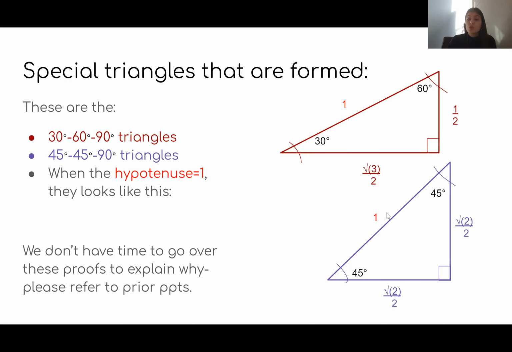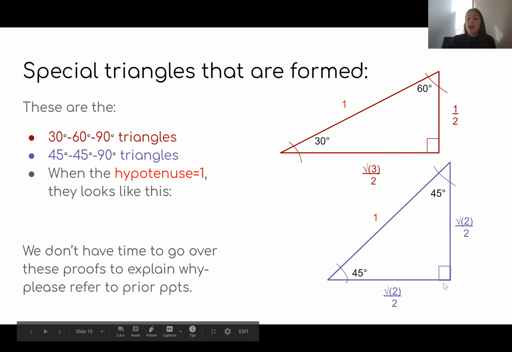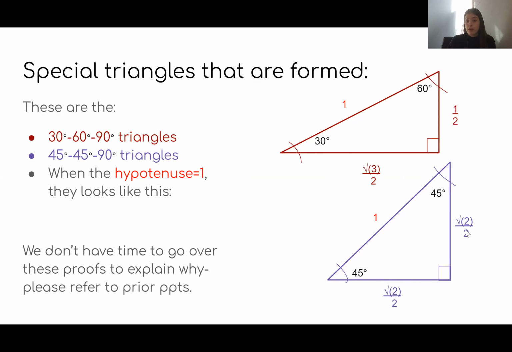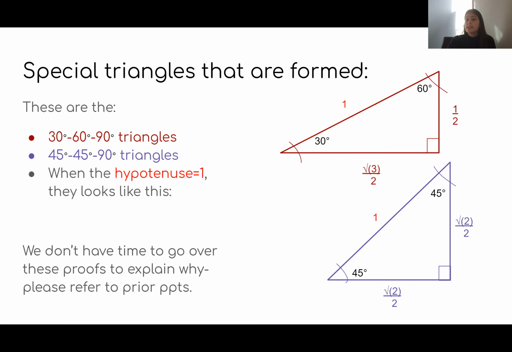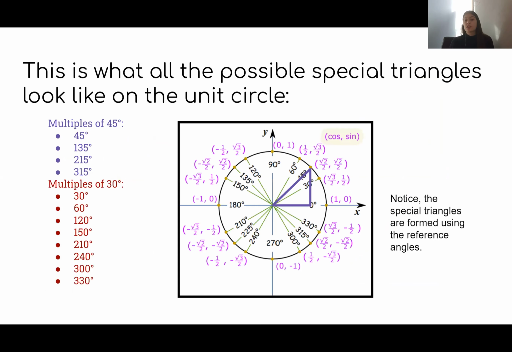When the hypotenuse is 1, the other sides of this triangle are always going to be equal to √2 over 2. Always. As long as this hypotenuse right here is 1, in a 45, 45, 90 triangle, these sides are always √2 over 2. Both of them. Okay? So now, how does this look on the unit circle? We need to ask ourselves. Well, it looks like this.